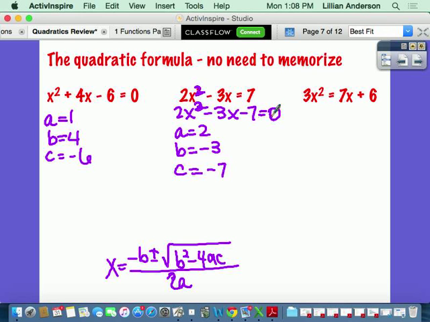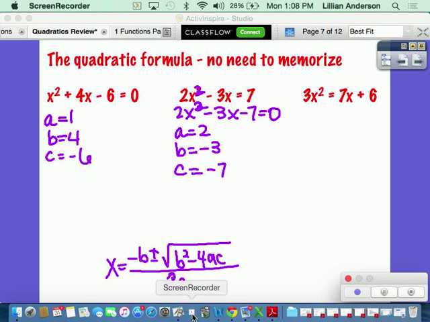What I want you guys to do is work on these 3. You solve them using the quadratic formula while I talk to Mr. Page.